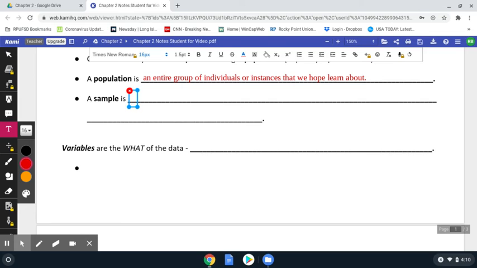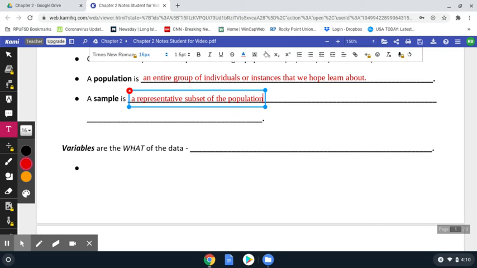So a sample is a representative, and that's the key word here, a representative subset of the population.